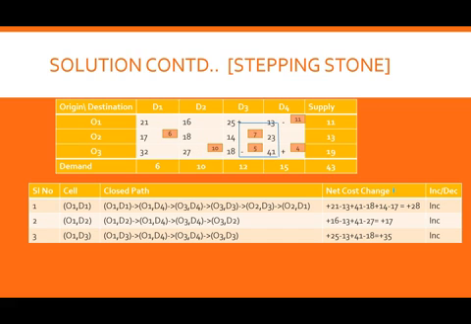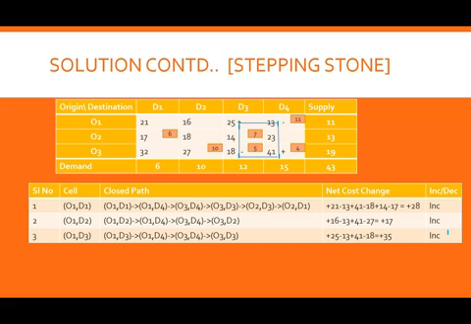Go to the next reference point, O1D3. So identify the loop O1D3, O1D4, O3D4, O3D3. Mention the closed loop O1D3, O1D4, O3D4, O3D3. Put the alternating signs plus, minus, plus, minus. So the net cost change will be plus 25, minus 13, plus 41, minus 18, which will evaluate to plus 35, which is an increase in cost.